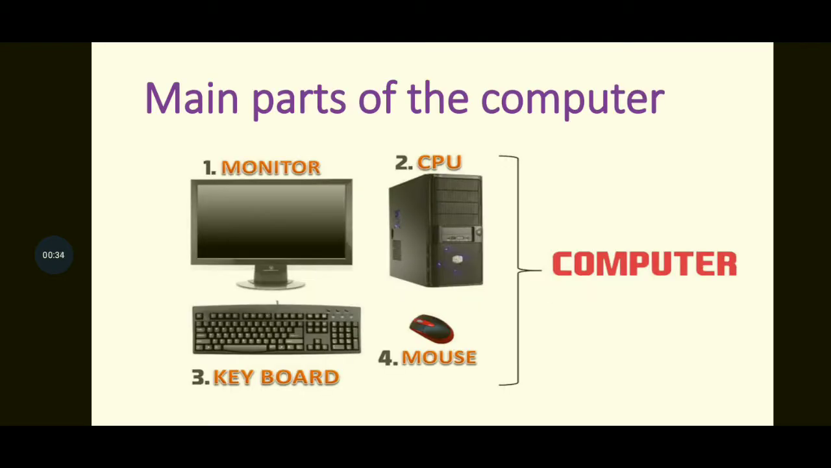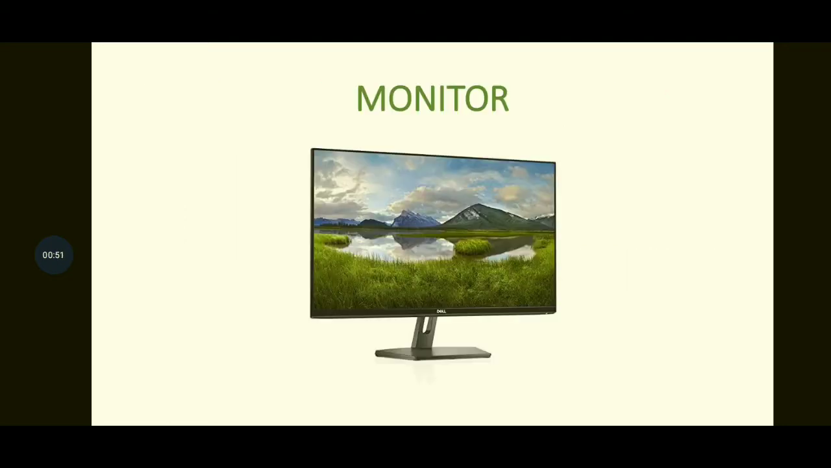These four parts are the main parts of the computer, also called the primary parts of the computer. So monitor, keyboard, CPU and mouse are the four main parts of the computer. So let us see one by one.